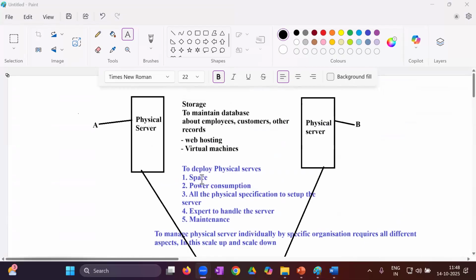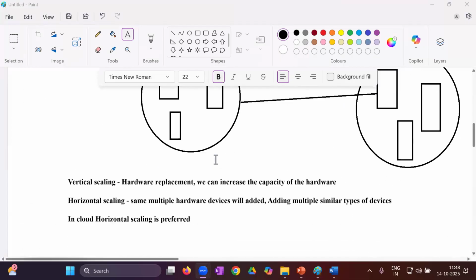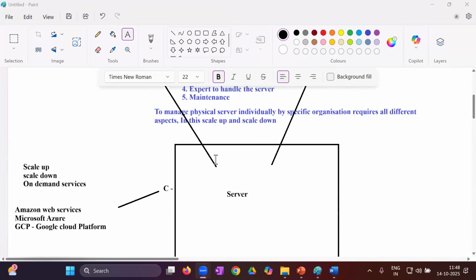Okay. Understood the basic idea of how it works, why we require the cloud. Now, when will you imagine the cloud? I hope that cloud will not come to your mind, right? Any questions, any doubt till here?